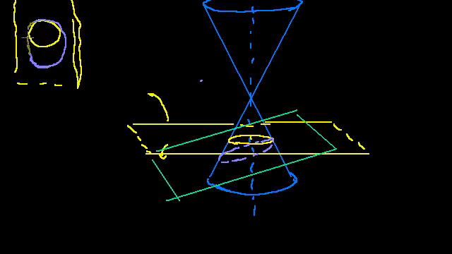Oh, I didn't draw it that well. It would be an ellipse. You know what an ellipse looks like. And if I tilted it the other way, the ellipse would squeeze the other way. But that just gives you a general sense of why both of these are conic sections.